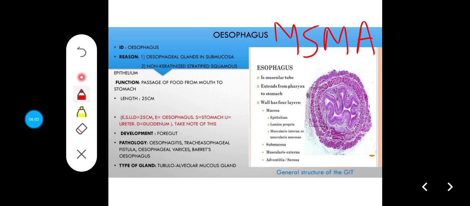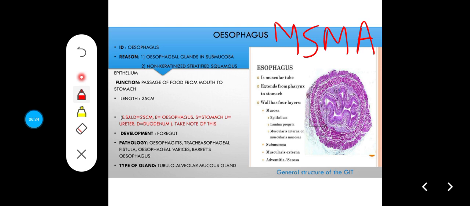So the mucosa has three layers. The one closest to the lumen is the epithelium. The next one is the lamina propria, which is a layer of loose connective tissue. And then the muscularis mucosa or the muscularis interna, which controls local movement in the epithelium.